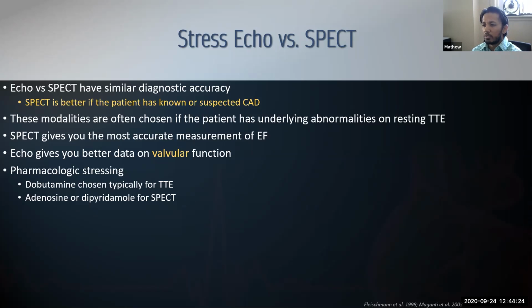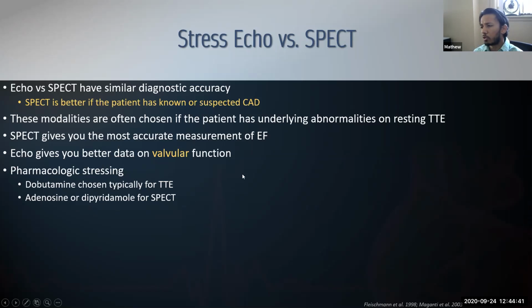So echo gives you better data on the valve function, but remember the SPECT is going to give you more anatomic localization. And we have those two options. You have the dobutamine, which is an inotrope. That's going to be good for those patients that have underlying bronchoconstrictive disease. Your adenosine and dipyridamole is going to be good if they don't have that.